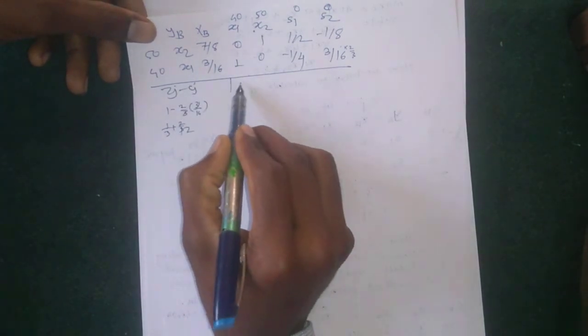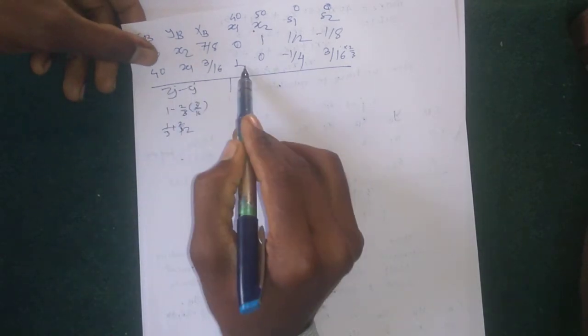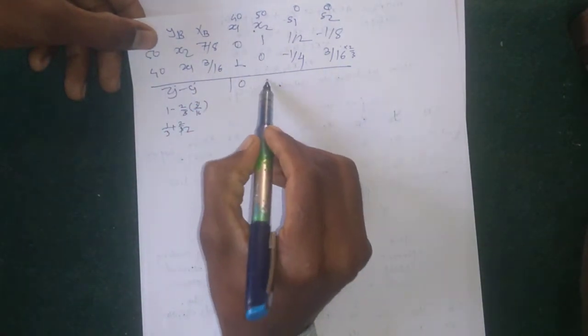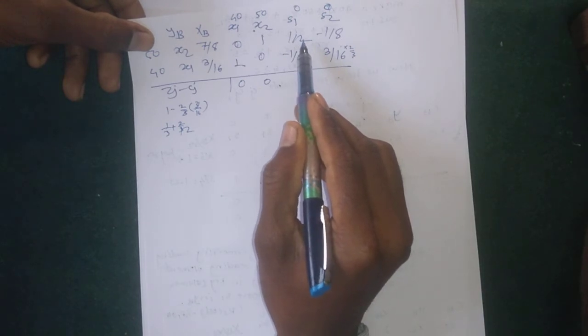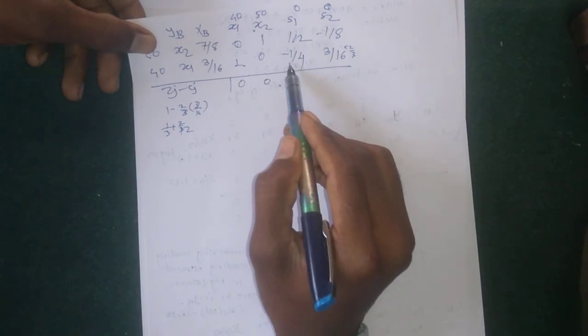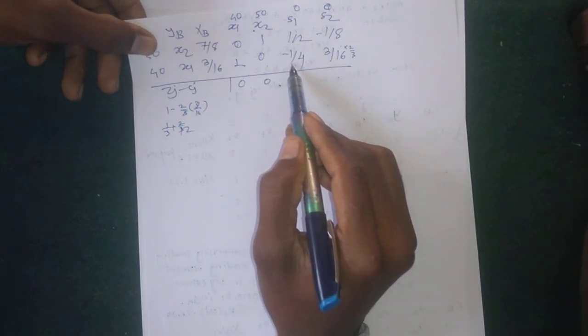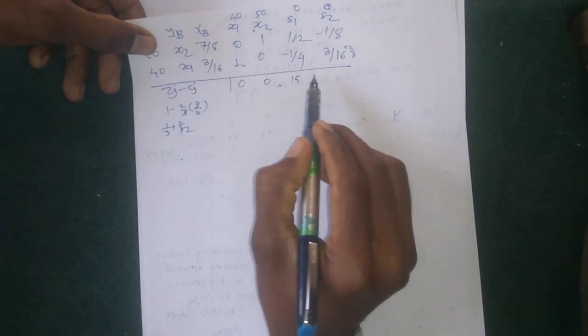Zj minus cj here 0, directly write 40 minus 40 is 0, then 50 minus 50 is 0, then 45. Okay, here, sorry, 25 minus 10, 25 minus 10 is 15.